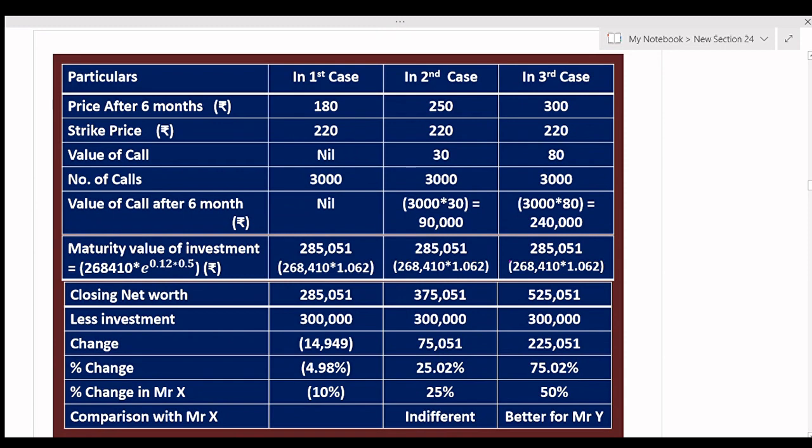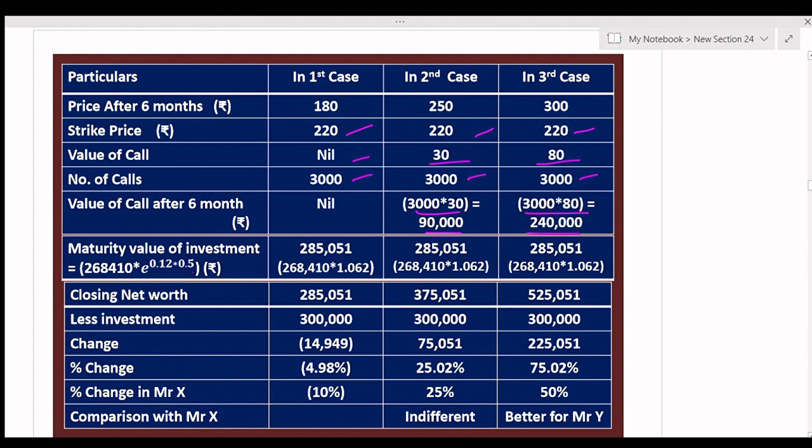After 6 months, it is 180, 250 and 300. Strike price are same in 3 cases, that is 220, 220, 220. Value of the call nil because there is no intrinsic value. Here it will be 30, here it will be 80. 300 minus 220. Number of calls 3000, 3000 and 3000. Value of the call after 6 months, 3000 into 30 is equal to 90,000. And 3000 into 80 is equal to 2,40,000.